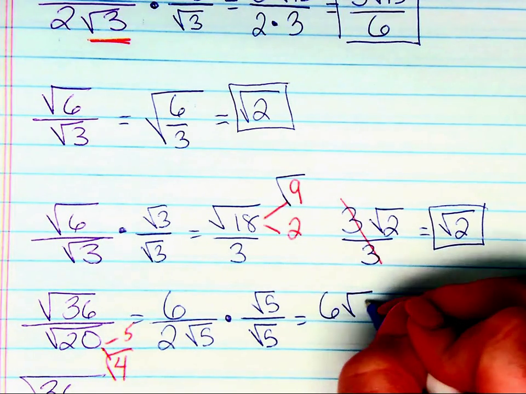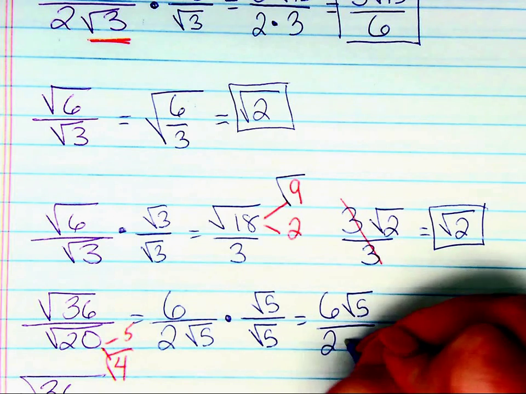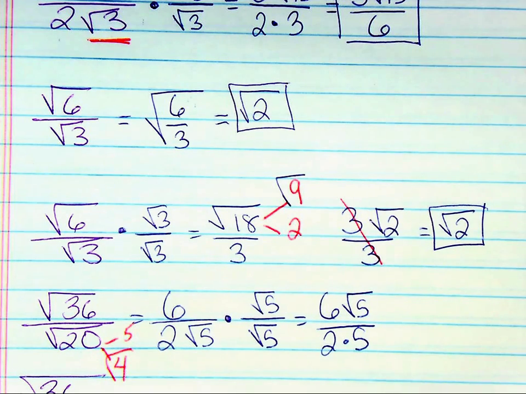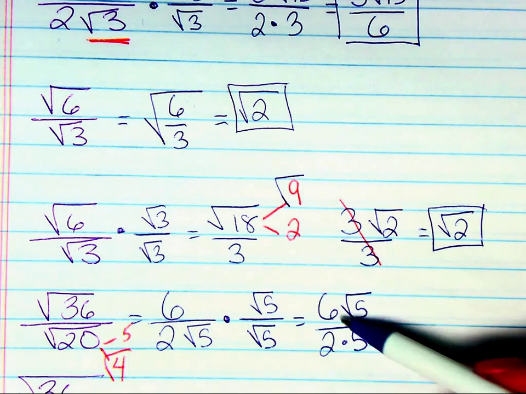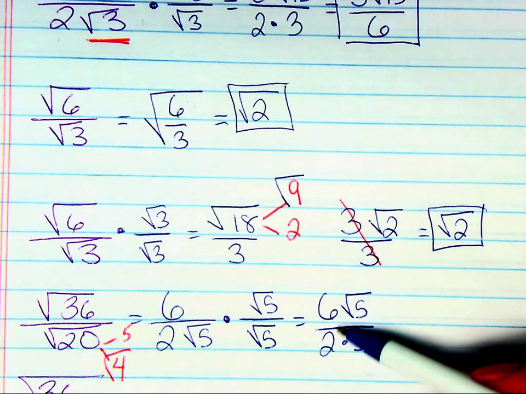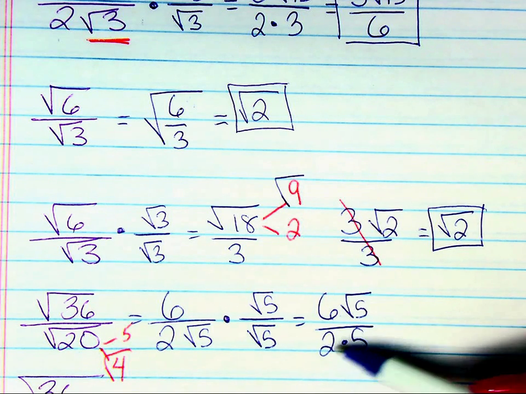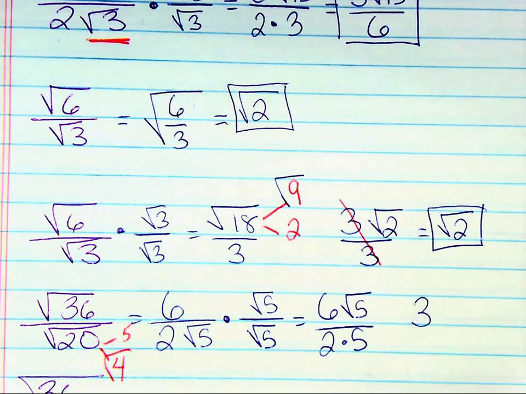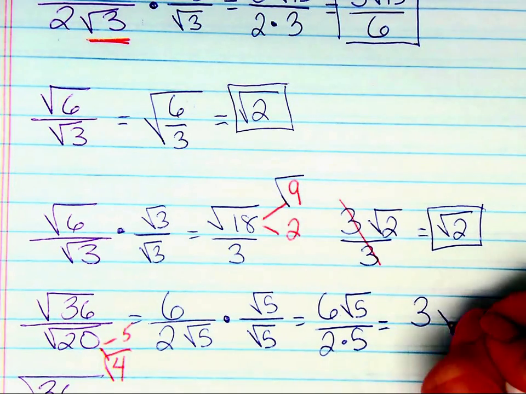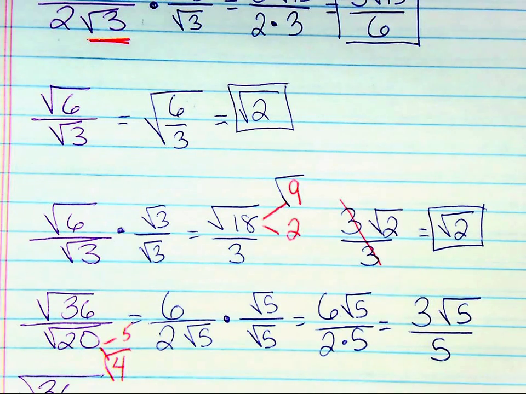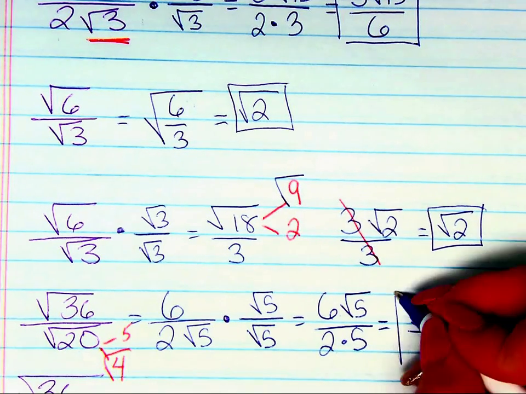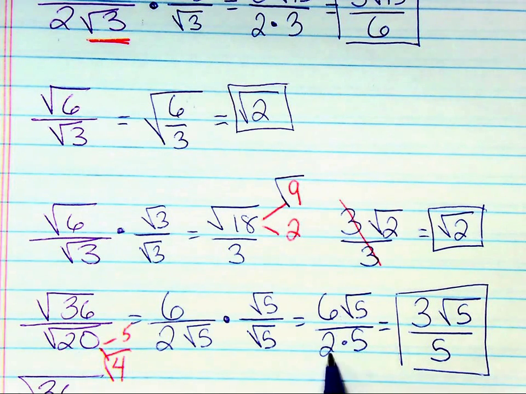6 times the square root of 5 over 2 times 5. The reason I'm writing it like this is because I was focused on multiplying by my radicals, and I didn't realize that I can reduce 6 and 2. 6 divided by 2 becomes 3. The square root of 5 is there, and I'm just left with the 5 on the bottom. I could have changed this to 6 over 10 and then reduced, but if I can reduce beforehand, it saves me steps.